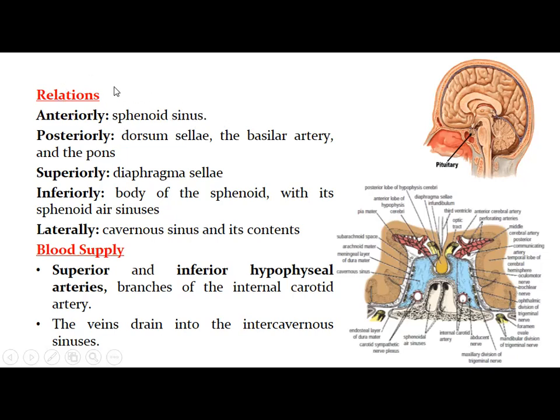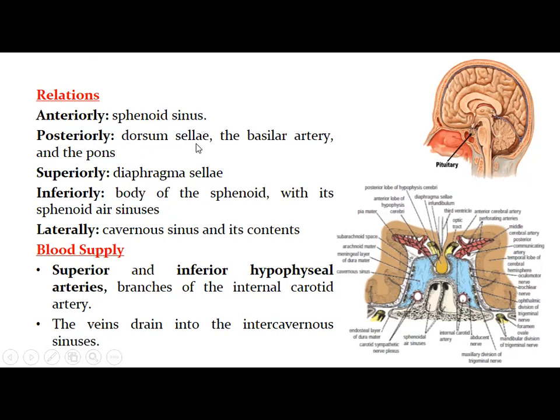Anteriorly, as we have seen, it is the sphenoid sinus, the sphenoidal air sinus. This is the sphenoid bone, within which the pituitary is present. In the front as well as in the inferior part, you can see the relation of the sphenoidal air sinus. Here this is the pituitary, and below we can see the sphenoidal air sinuses. So anteriorly and inferiorly, we have the sphenoidal air sinus.